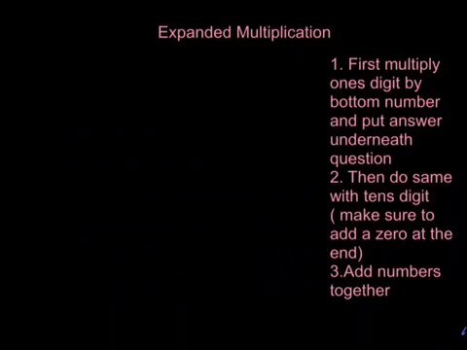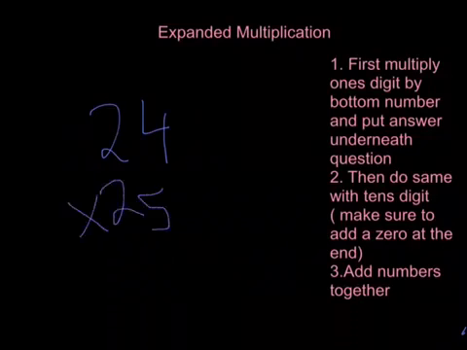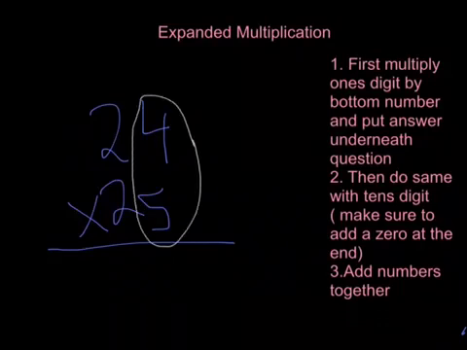The harder question will be 24 times 25. This question is a little trickier and you have to break it up into more parts. For this question, I'm going to start with the 4 and the 5. We're going to multiply these two numbers and get a sum of 20. I'm just going to write that off to the side.